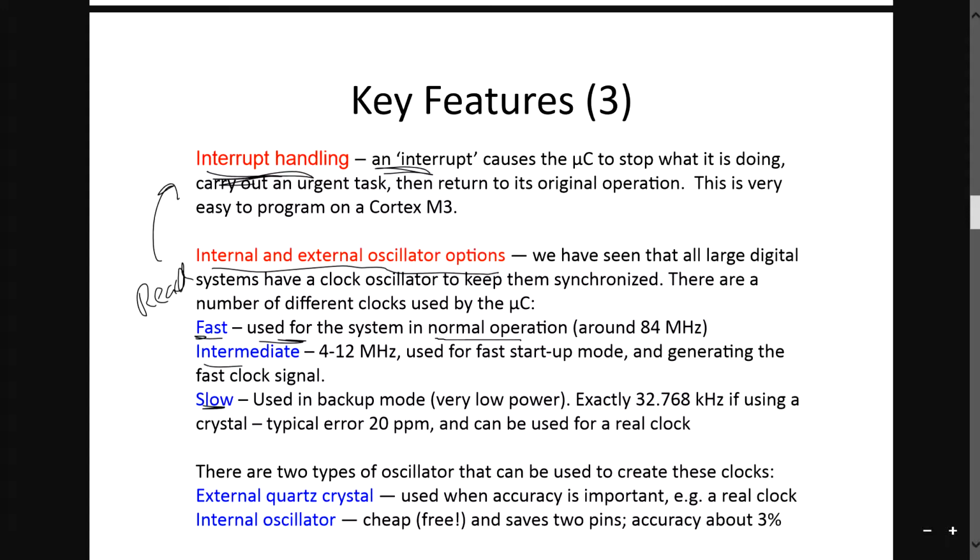The operations: fast for normal operations, intermediate for fast start-up, slow for backup mode with very low power. Internal quartz crystal for accuracy. Internal oscillator chip, I don't know what that is. Accuracy 3%, very lousy, I think.